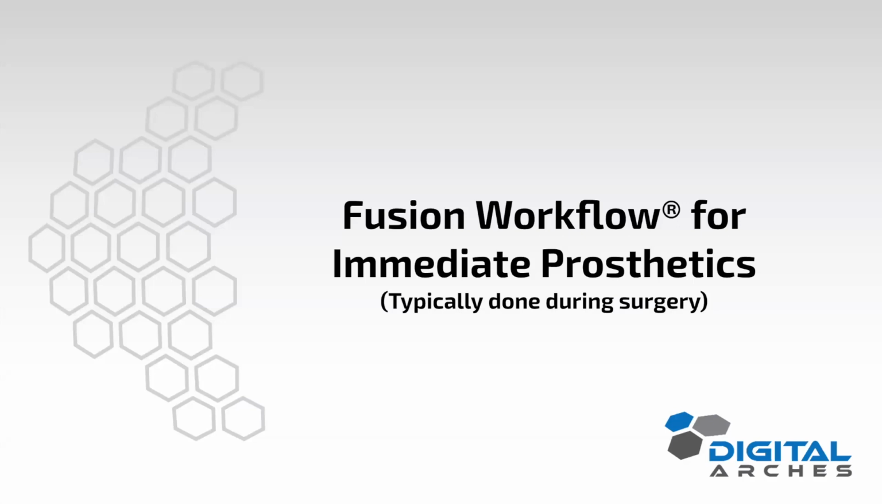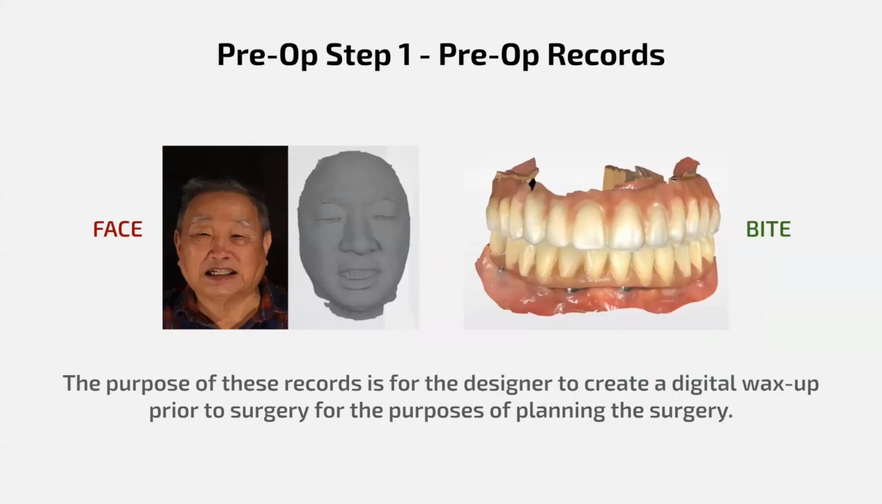So let's jump into surgery. Let's jump into this fusion workflow for immediate prosthetics that is happening during surgery. So of course, step one, we are going to get a set of pre-op records. And pre-op records generally are a scan of the face or photos of the face, and then a scan of the bite of the patient's current dentition or the patient's current situation.